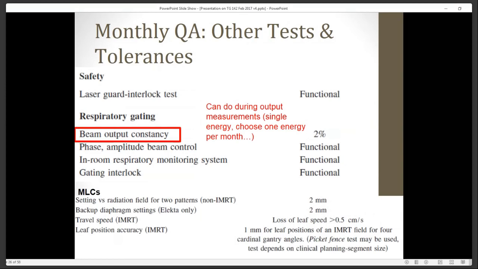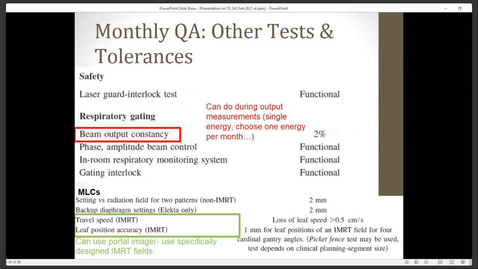So the beam output constancy is one thing that's recommended to be tested on a monthly basis. This makes sense to do when you're doing your other output constancy checks. While you've got your solid water set up and you measure the charge relative to the baseline for your energies, you can also do the same thing with gating and just get an integrated charge.